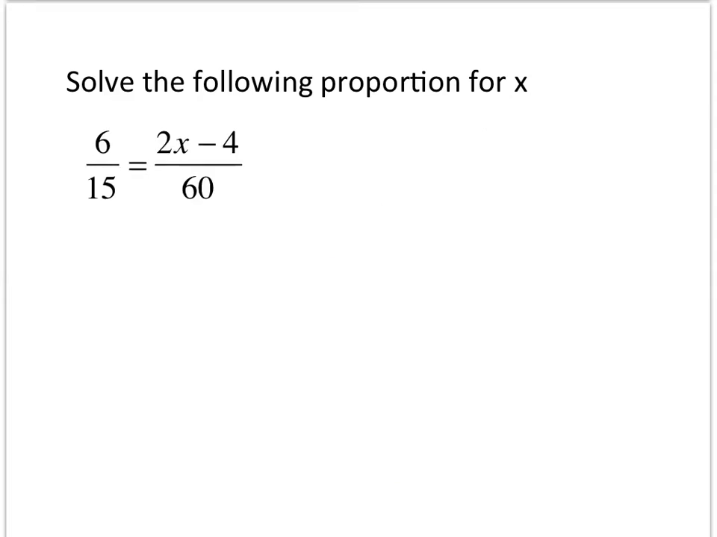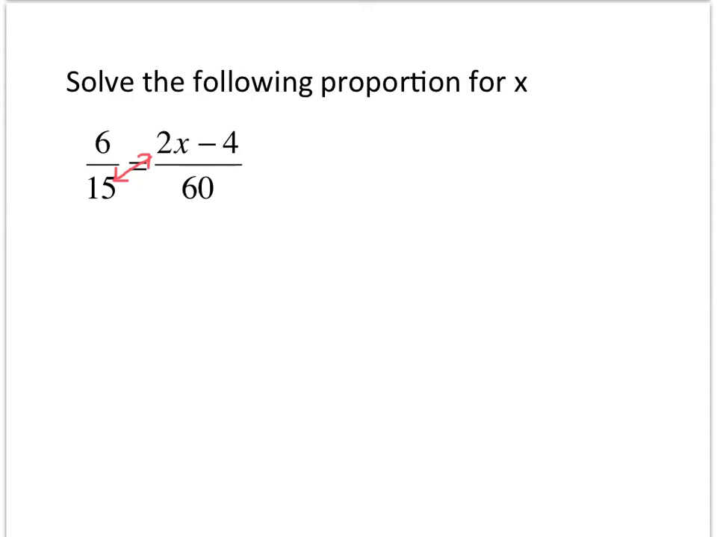Here's another problem. We can see it's getting a little bit more difficult. I have an entire equation now in this proportion where I have 6 over 15 equals 2x minus 4 over 60. But since we saw in our last problem that all I need to do is just cross multiply, I'm going to go ahead and do that.